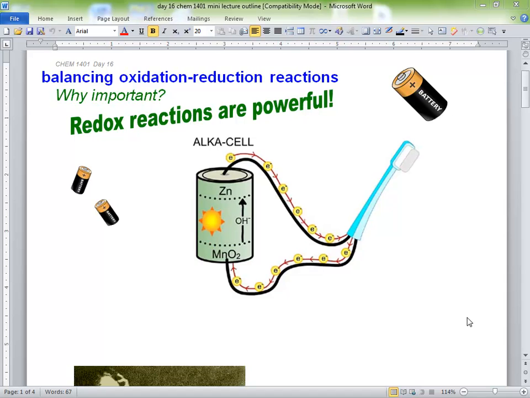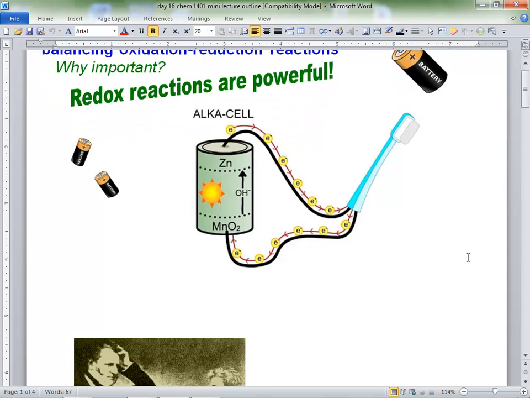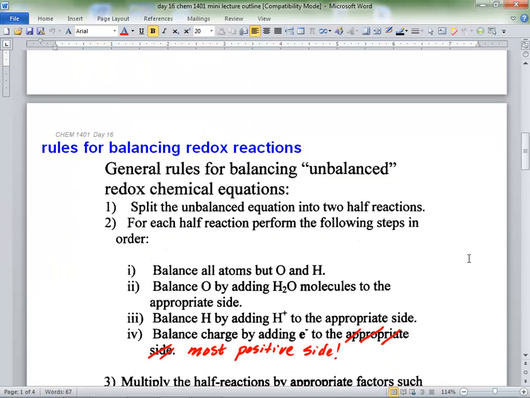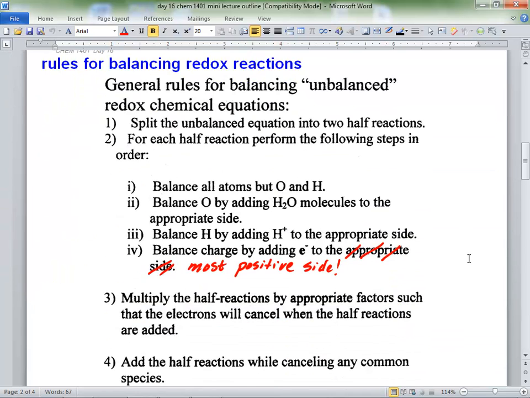And once those reactants, or one of them, runs out and is depleted, well, the battery's dead, right? So there are a lot of uses, and these reactions are numerous. What we're going to do is work on balancing them, how to balance these reactions so we can predict their products and all that sort of thing.